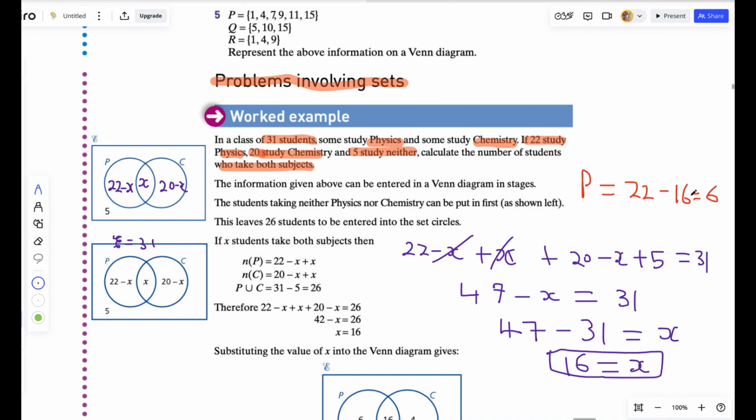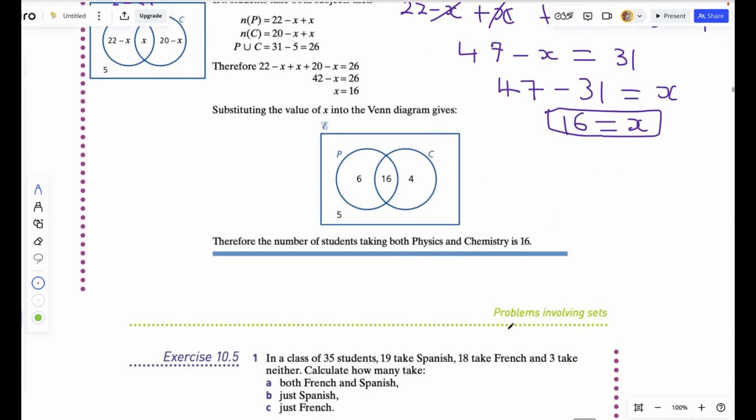Chemistry only will be 20 minus 16. Chemistry only, students who take only chemistry in the class, they don't do physics. 20 students doing chemistry minus those who are doing both, you get those who do chemistry only, and that will give us 4 students. 4 students are doing chemistry only. Okay, so this is what it is for the Venn diagram.